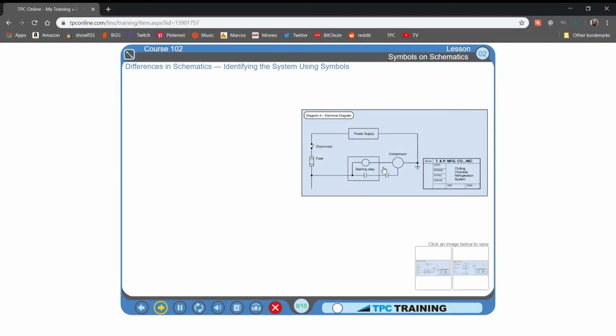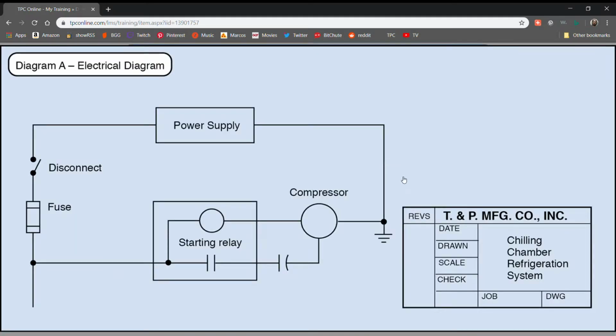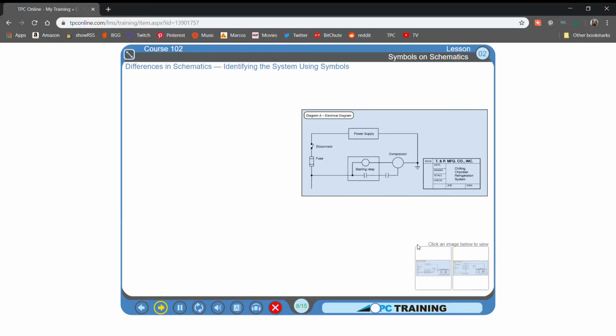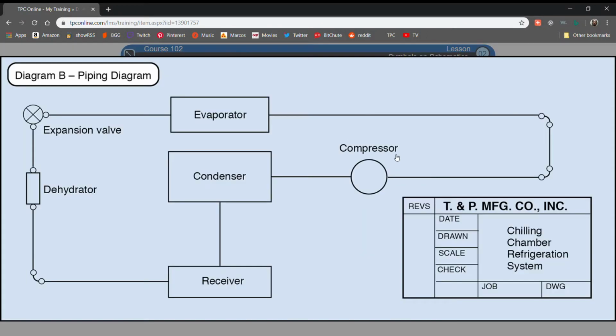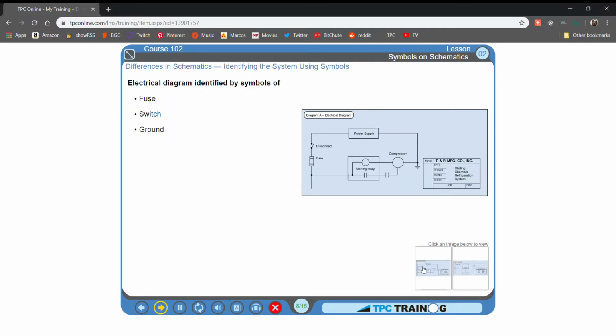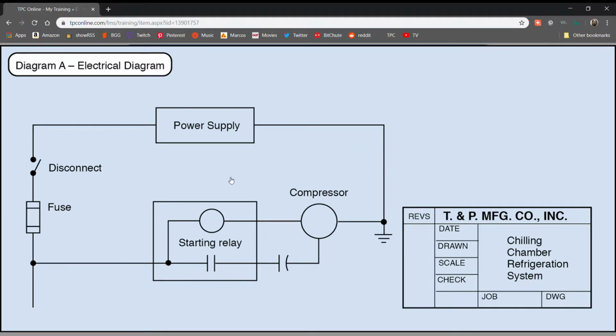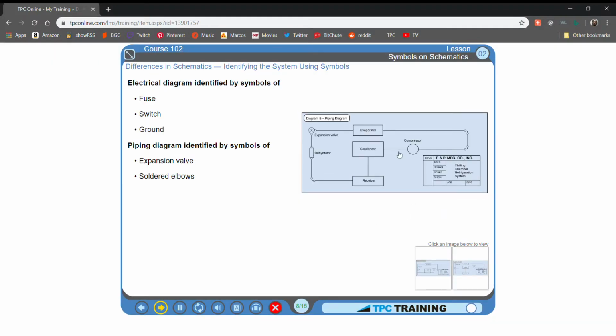Diagrams A and B, shown here, depict a chilling chamber refrigeration system. But diagram A is an electrical diagram, and diagram B is a piping diagram. It would be impossible to tell the drawings apart by their titles alone. It is the symbols that tell you what kind of drawing you are looking at. In diagram A, the fuse, the switch, and the ground symbols tell you that this is an electrical diagram. The symbols for the expansion valve and the soldered elbows in diagram B identify it as a piping diagram.